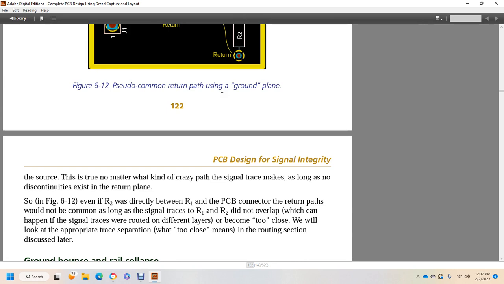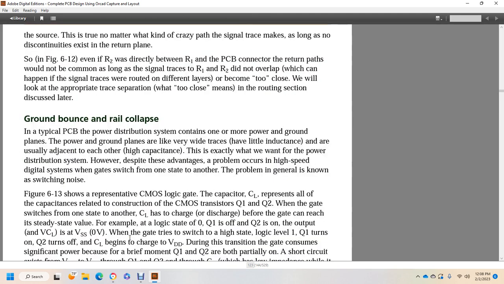In figure 6.12, even if resistor 2 is directly between resistor 1 and the PCB connector, the return path would not be common as long as the signal traces of resistor 1 and resistor 2 do not overlap, which can happen if the signal traces were routed on different layers too close together. We'll look at the appropriate trace separation, what too close means, in the routing section discussed later.